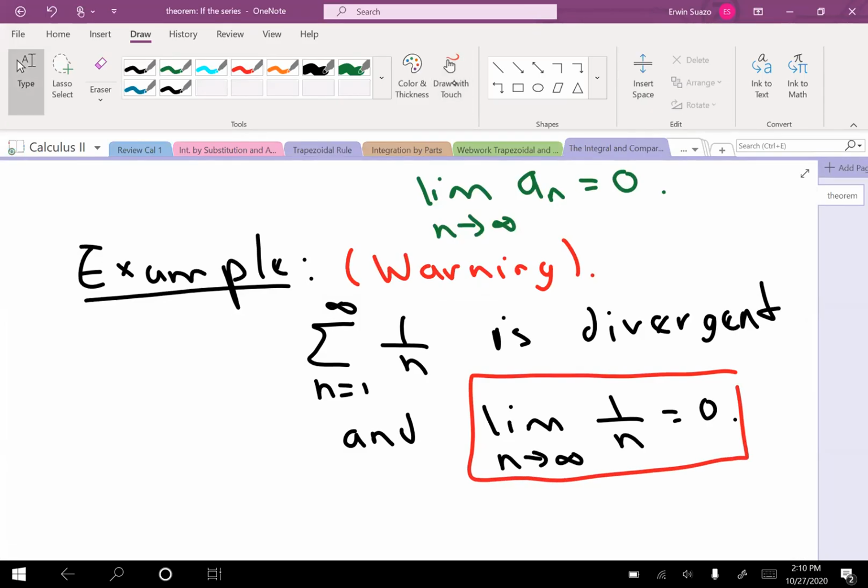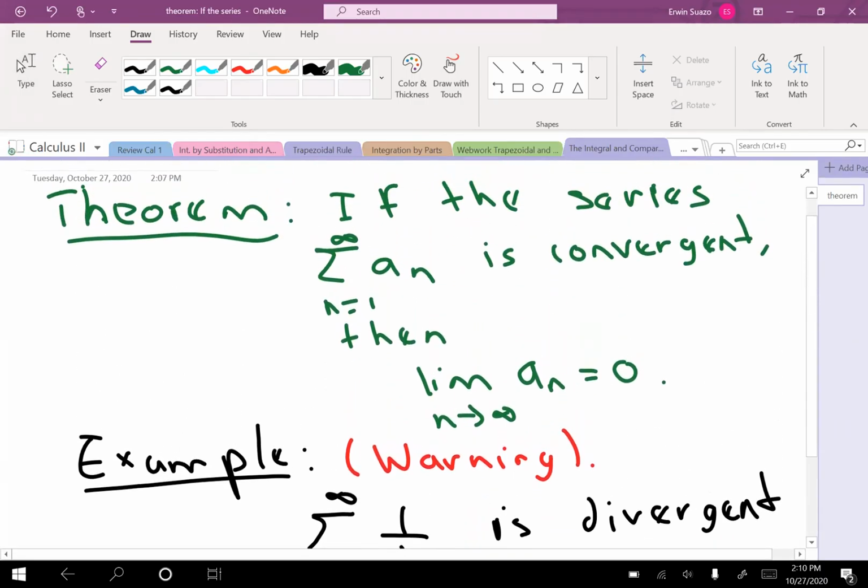Because if you read it, this is like logic. It's saying if the series is convergent, then the limit of a_n goes to 0. So this theorem makes sense because you think about it.